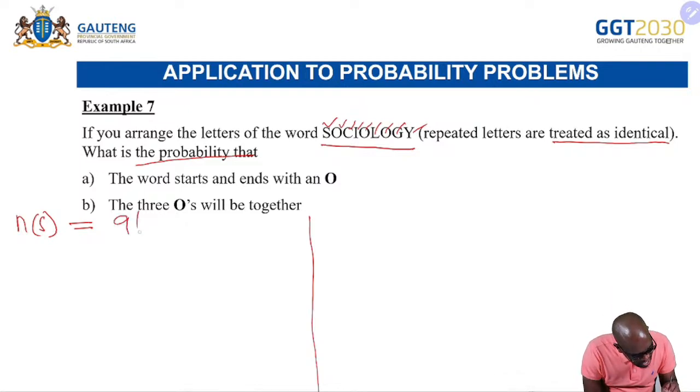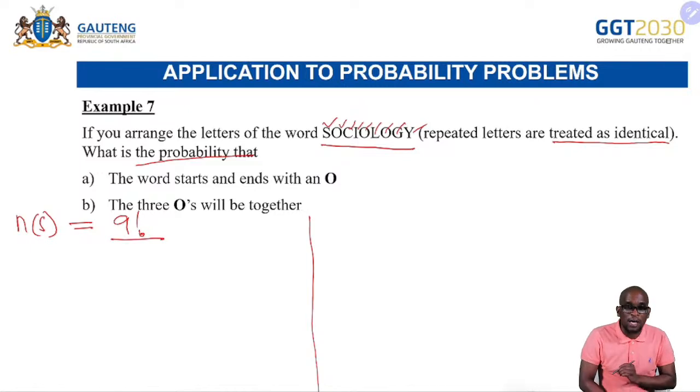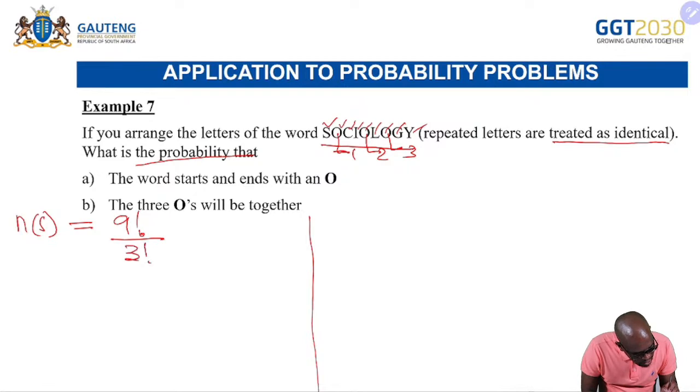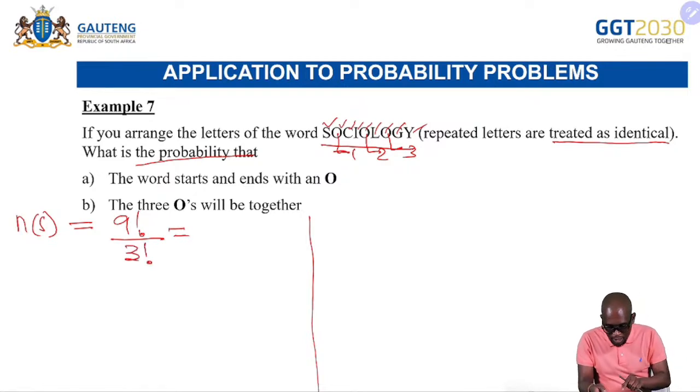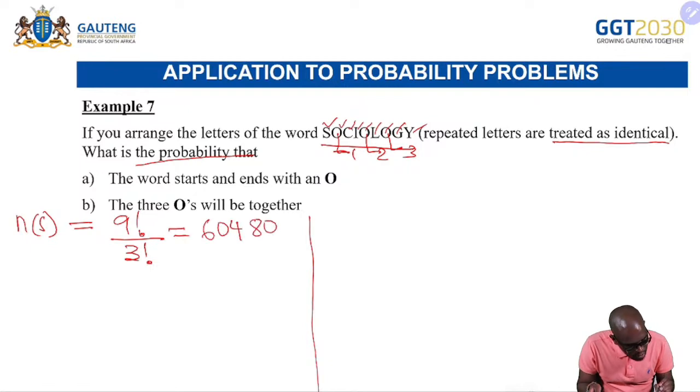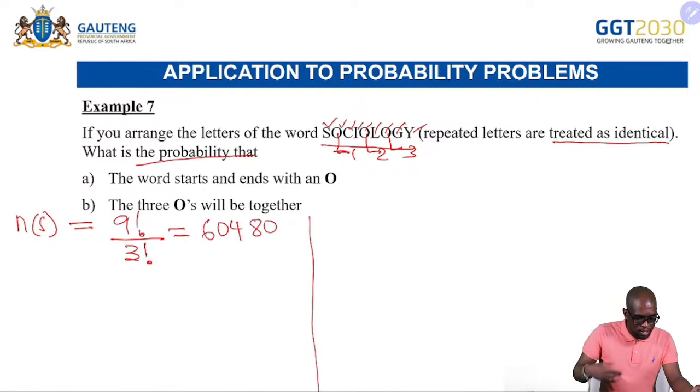So this would be 9 factorial divided by, since we have repeated letters, in this case the repeated letters are the O's. How many O's do we have here? 1, 2, 3. It's 3 O's that are repeated there. So we're going to divide that by 3 factorial. So the number of elements in the sample space would be 9 factorial divided by 3 factorial. So this would be given by 60480. So this is without any restriction.